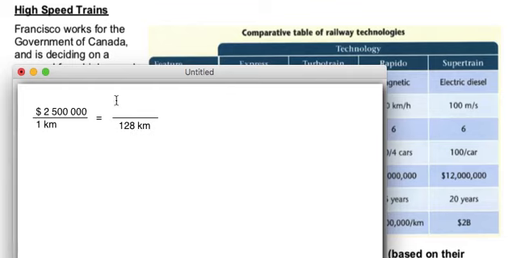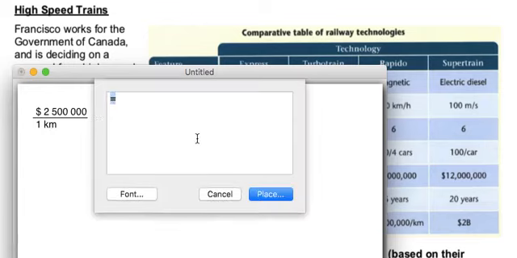Now that I've set it up, figuring it out is easy. I just say to myself, this times 128 gets me here, so I should do the same thing on the top. And I have to figure out 2.5 million times 128. There's a bunch of ways you can do this. If you're allowed a calculator, then it's super easy. If you're not allowed a calculator, then don't worry. You just follow your usual rules for multiplication.